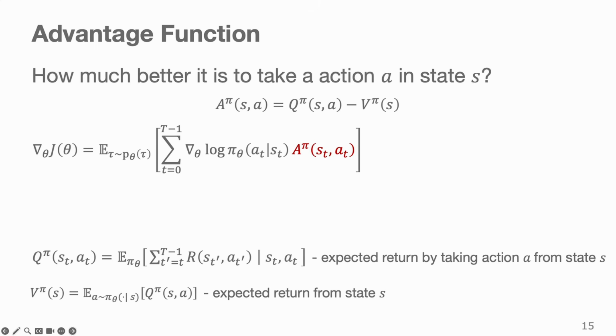And if you plug this back into the policy gradient formula, you can see that now a positive advantage means that the action was better than our average expectation, so it will increase its probability. A negative advantage means that it was worse than our average expectation, so we will decrease it.